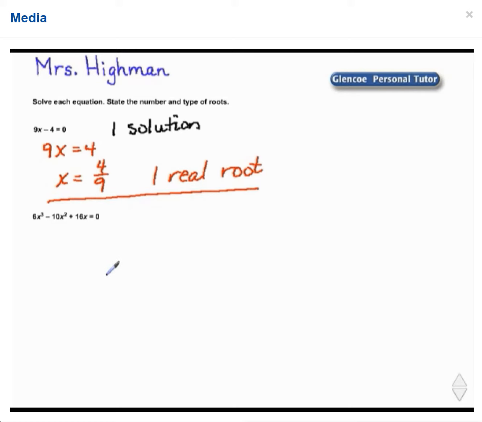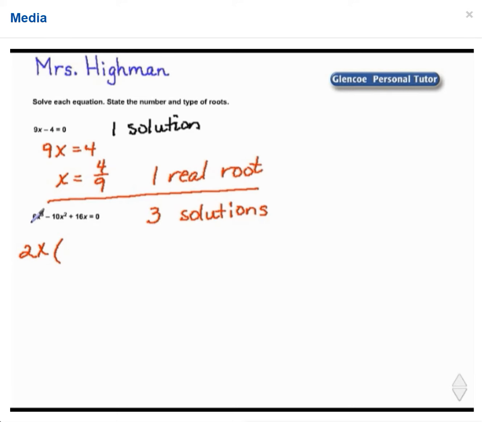6x cubed minus 10x squared plus 16x equals 0. Well, this time we have a degree of 3, so we can expect to get up to 3 solutions here. So we'll solve it and see what happens. We're going to start by doing a little bit of factoring. Each term here can be divided by 2, and it also can be divided by x. So we're going to factor 2x out of our trinomial.